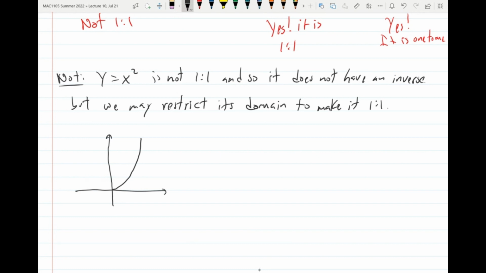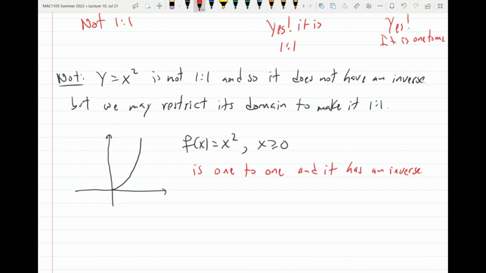Do you understand this? So the formula here would be f of x equals x squared, but with the condition that x has to be greater than or equal to 0. Now this is 1-to-1. It passes the horizontal line test. It's 1-to-1, and it has an inverse. What's the inverse? What's the inverse of this? The square root function. So the square root function technically is not the inverse of the square function. It's the inverse of the restricted square function. What restriction? From 0 to infinity.